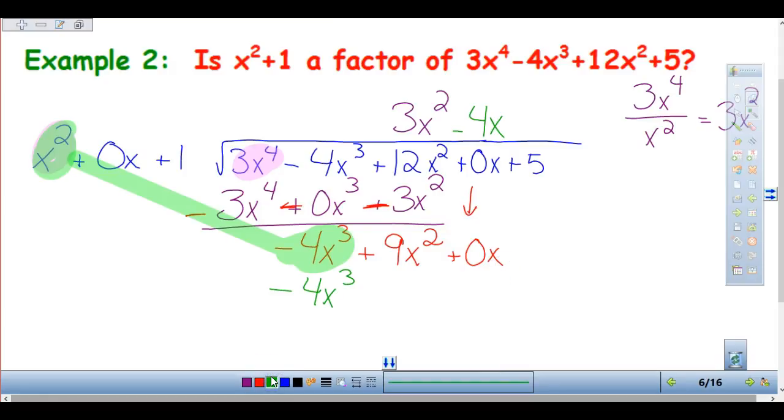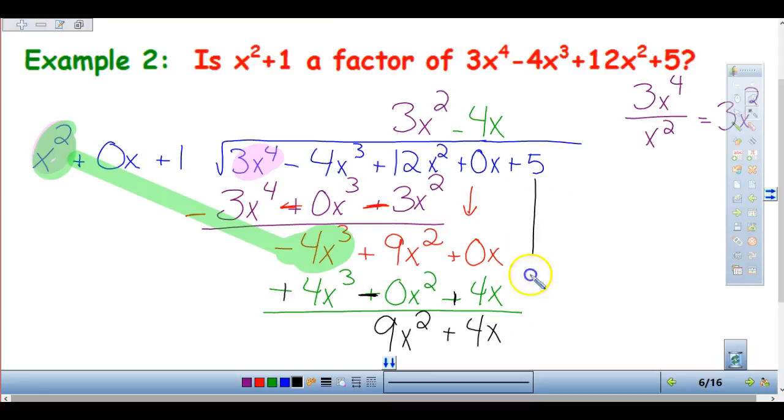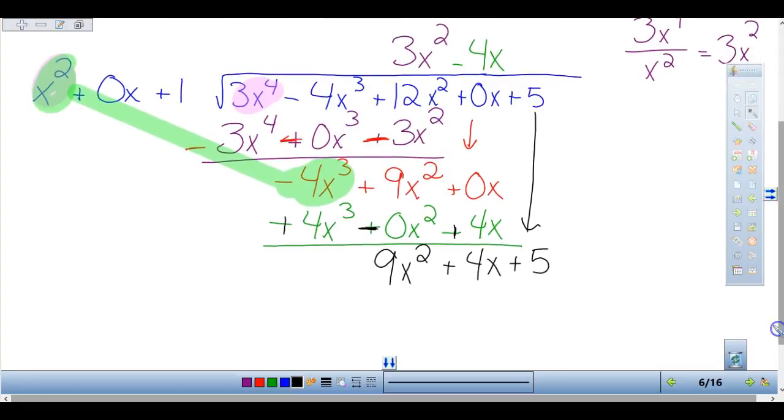Okay, no, one at a time. Bring them down one at a time. So now I multiply this, I'm going to get 0x squared, and then negative 4x times 1 is a negative 4x. Okay, switch our signs here. So I get a plus, a minus, and then a plus. Those cancel, I'm left with 9x squared plus 4x. Then bring down that 5. Now we're almost done.